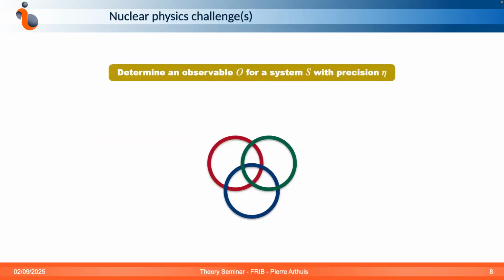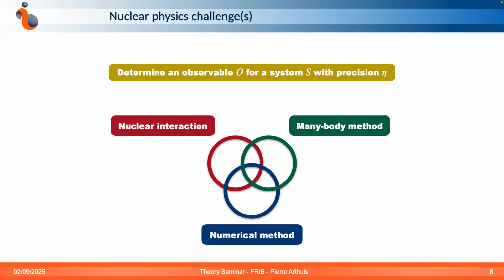So now, in terms of what we have to do on a daily basis in nuclear physics, what we want, and especially in ab initio, is to determine a certain observable O for a certain system S, with hopefully a precision level that we are able to estimate. And for this, you need a combination of roughly three things. You need a nuclear interaction, you need a many-body method, and you need to implement all of that in numerical codes. I will not discuss either many-body method or numerical aspects much in the rest of this talk, but I will focus on the nuclear interaction.